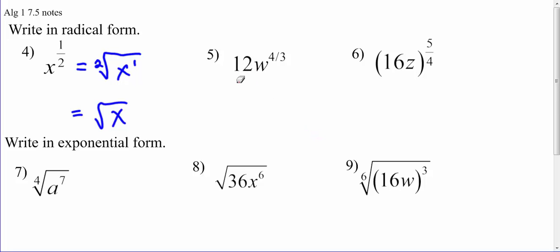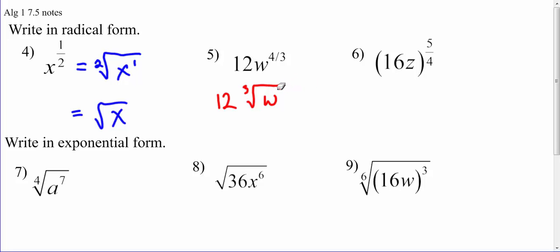All right, let's take a look at number 5. You'll note this time the exponent of 4/3 is applying to w, not 12. So my next step, I'm just going to rewrite the 12. I'm not doing anything with 12. Okay, so what I want to do then is put the radical symbol. W is inside, and the root or the index is 3.